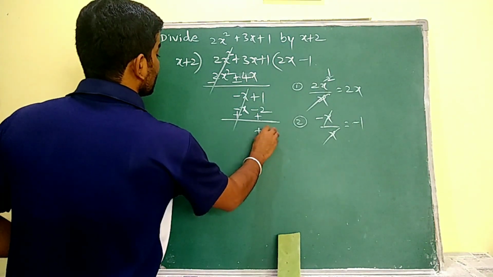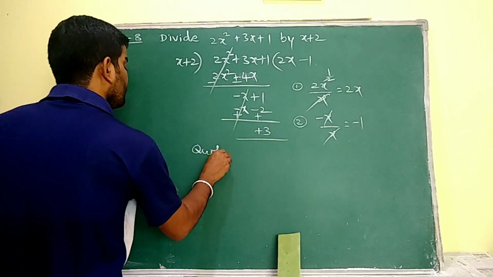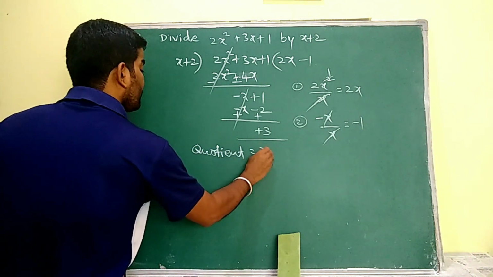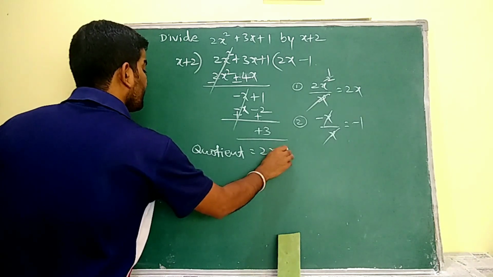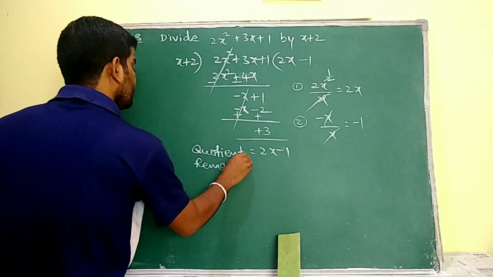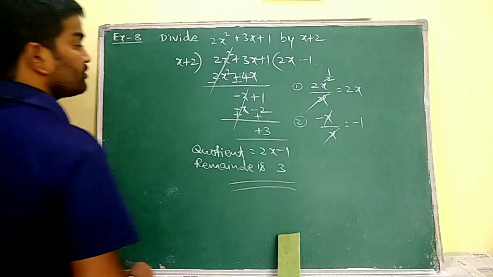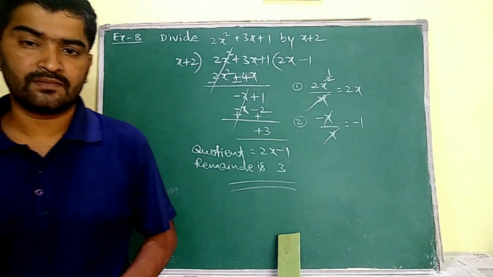It is plus 3. So here the quotient is 2x minus 1. The remainder is 3. Like that we are going to use the long division method.